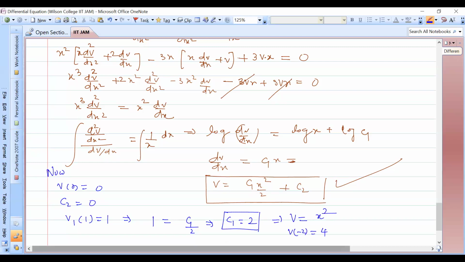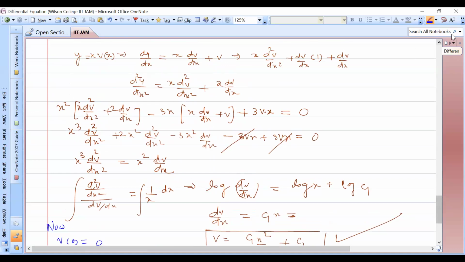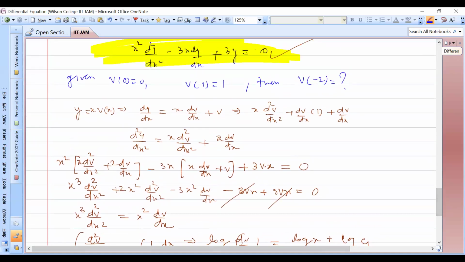Yes, sir. You can see this equation is a Cauchy-Legendre differential equation. This is a differential equation of Cauchy's form, so when we go to Cauchy's form, what do we say? z equals log of x. So x equals e raised to z. Accordingly you have to proceed. Agreed? Yes, sir. Okay.